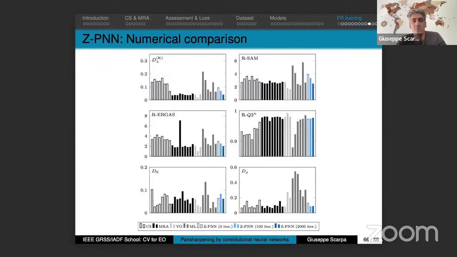Here we have, of course, used our consistency losses that I've shown you before. And the three options that we compare correspond to no adaptation phase, 100 iteration adaptation, and 2000 adaptation iterations. Again, the adaptation phase shows an impact on accuracy, with a competitive overall performance.